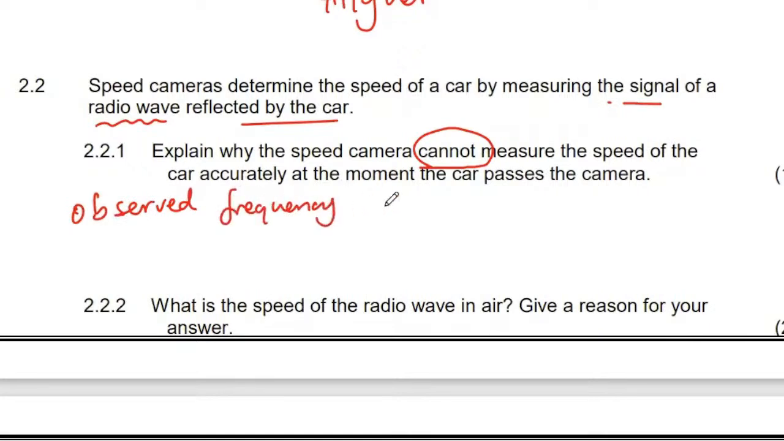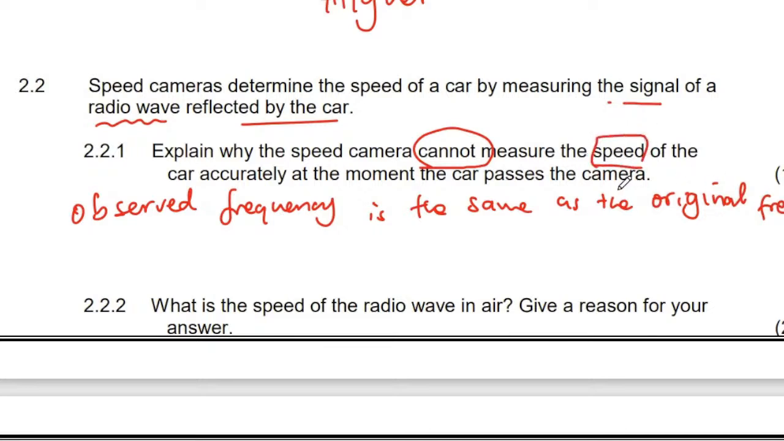We know that the observed frequency will be the same as the original frequency. And remember, we're talking about speed, not frequencies. Okay, so the frequencies are going to be the same. The observed is the same as the original frequency of the source.